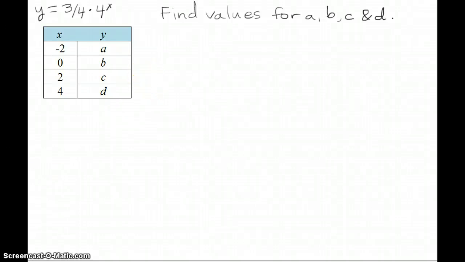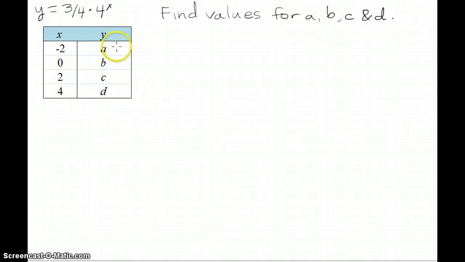All right, today we're going to work on a problem from lesson 2, and it has to do with plugging in values, x values, into an equation where x is in the exponent, and then seeing what it spits out for our y values. So really what we're going to do is find the values for a, b, c, and d in this table here.